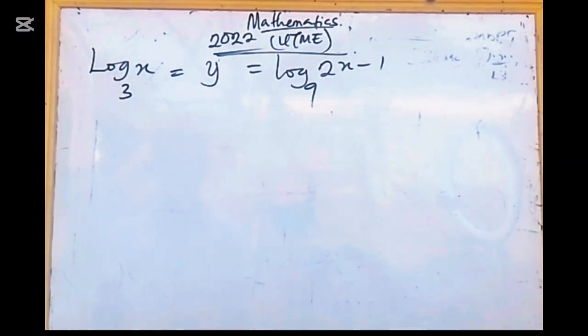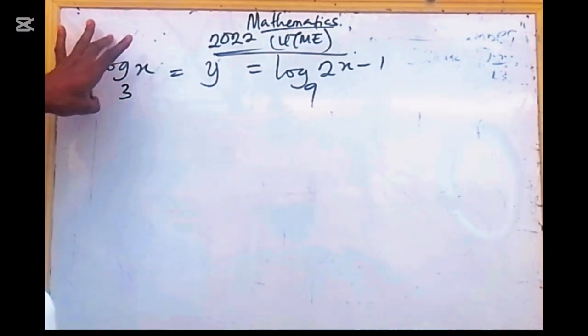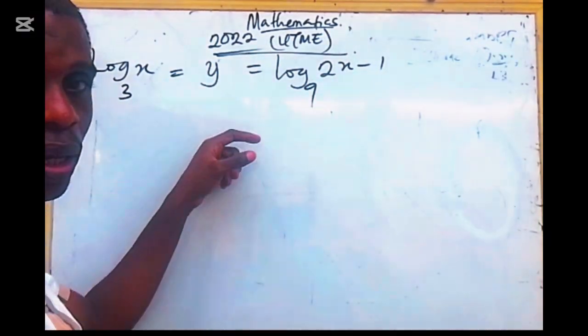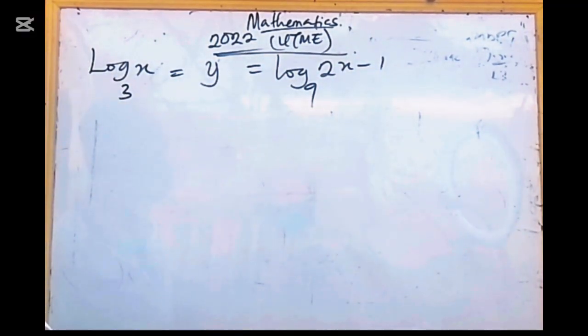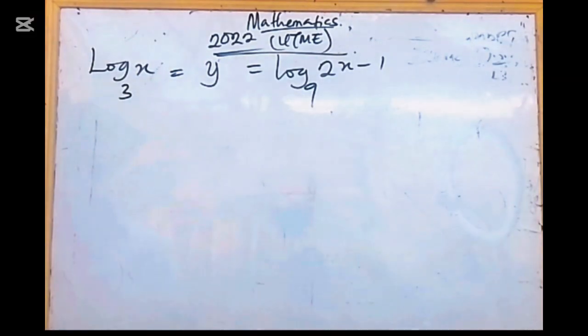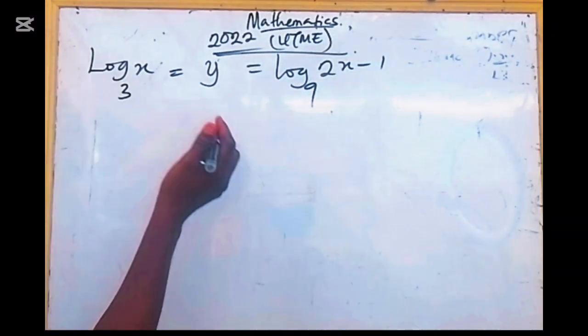Looking at this question, the question is trying to tell us that this one is equal to y, and this one is also equal to y. That means the two of them are both equal. That's what it's trying to say. So you can find x first. When you get x, you use it to find y. You understand that? So from here, these two are equal. You can bring them together.